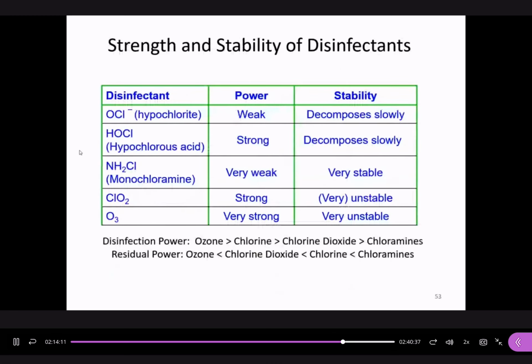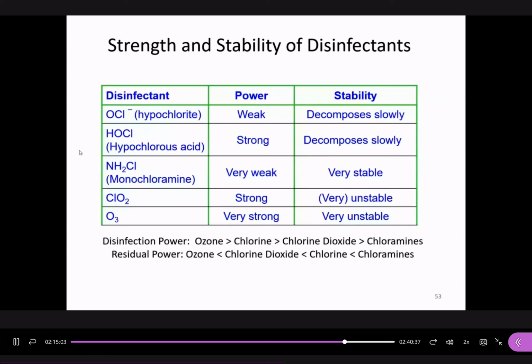Okay. In a more straightforward manner, hypochlorite: power weak, decomposes slowly. Hypochlorous acid: power strong, decomposes slowly. Monochloramine: power very weak, but very stable. Chlorine dioxide: strong, very unstable. Ozone: very strong, very unstable. So the disinfection power is the opposite of the residual power.